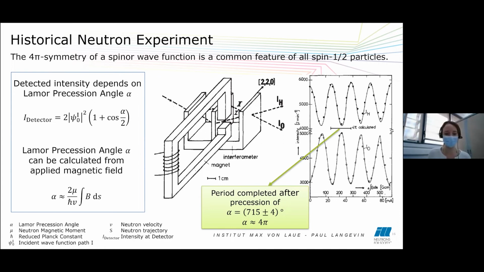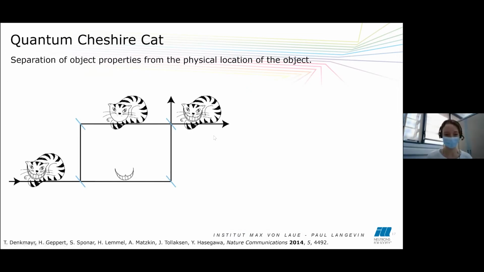But nowadays, there are also more current and very interesting examples of experiments carried out at the neutron interferometer. So let's move on to such an example. The Cheshire Cat. Those of you who know Alice in Wonderland may know that there's a cat that can vanish but leave its smile behind. And this cat is called the Cheshire Cat, and it exists in quantum mechanics as well. The term quantum Cheshire Cat refers to an object whose properties can be separated from its physical location, so that the two can be measured at different places. It sounds weird, but we have to keep in mind it's quantum mechanics.